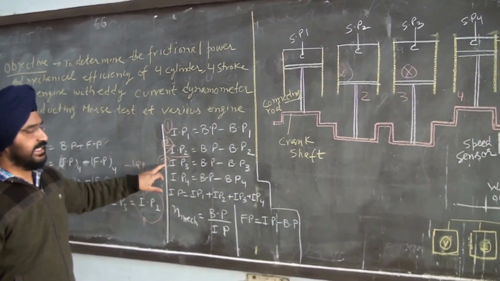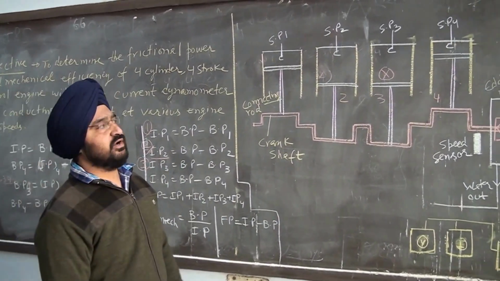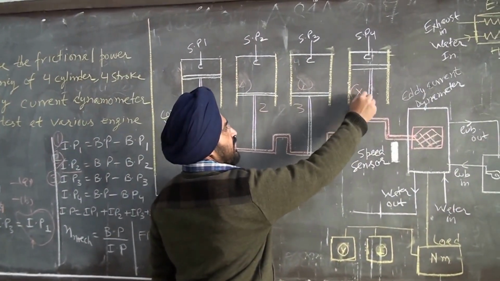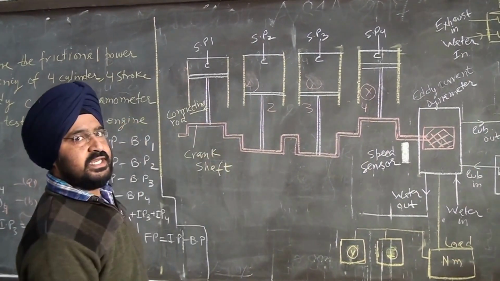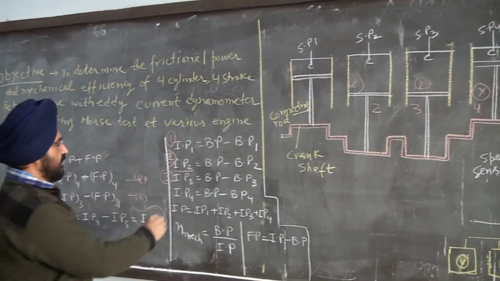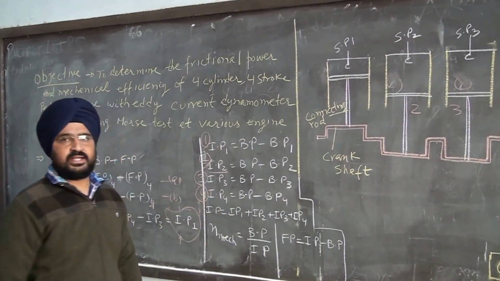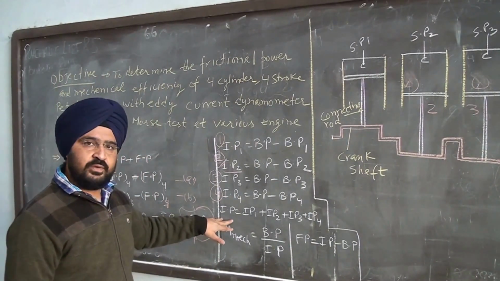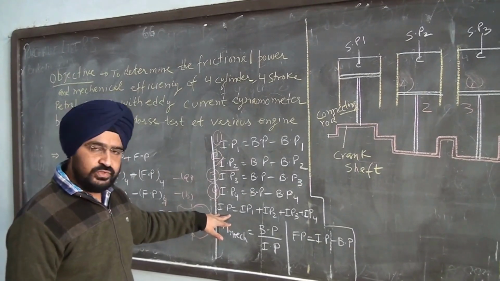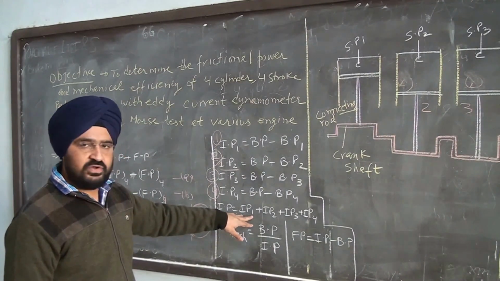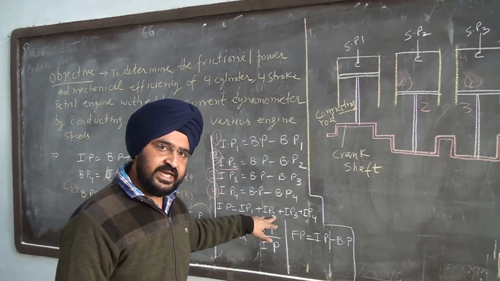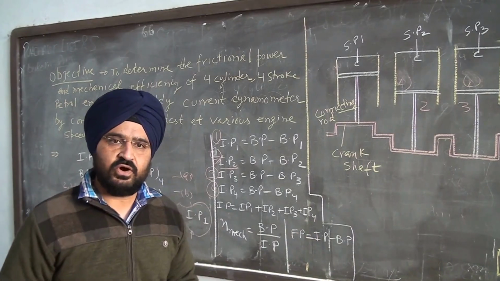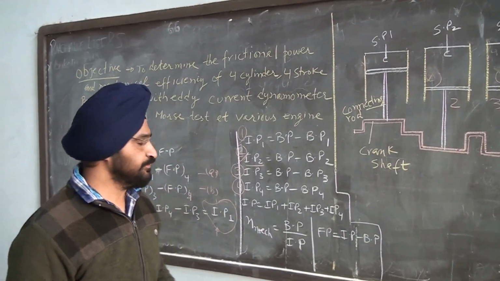Similarly, 1, 2, 3. Now again we cut off the fourth cylinder, and we get the indicated power of the fourth cylinder. So in this way, you are able to get the indicated power of all four cylinders. So what is the indicated power of the combined engine? For this 4-stroke 4-cylinder engine, it is the indicated power of the first cylinder plus the second, plus the third, plus the fourth. Hence we got the indicated power of the whole engine.